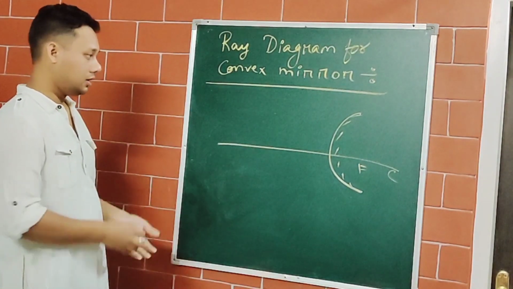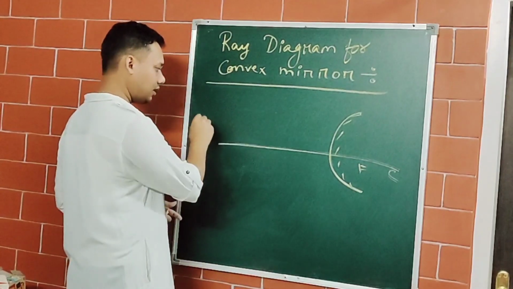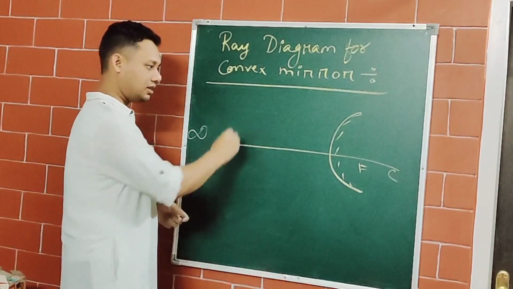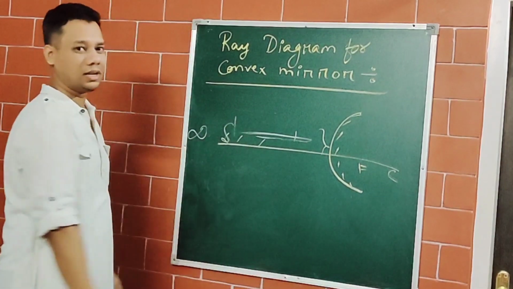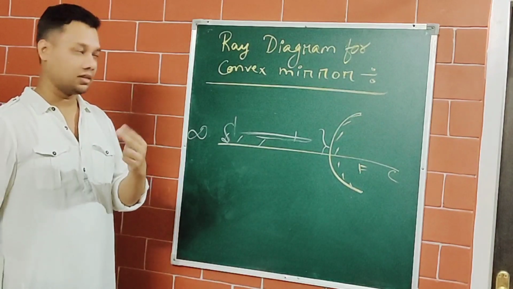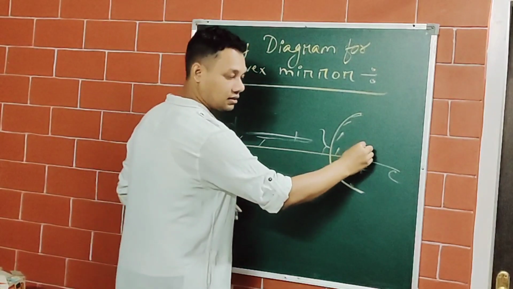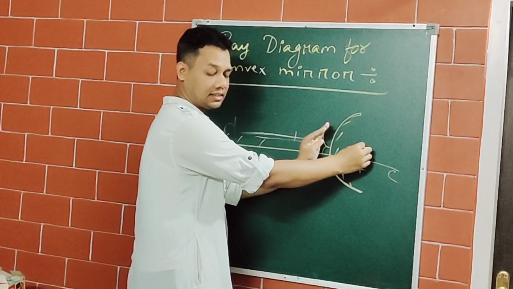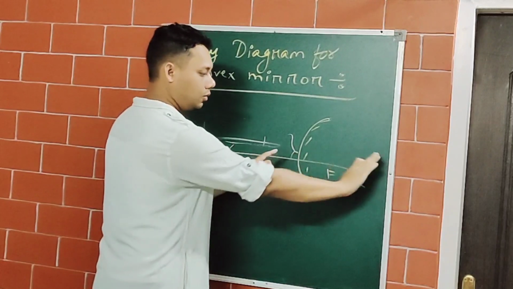Infinity. So we have two positions. Position number one is infinity, and the next position is anywhere from here to here where we can put the object. Two positions for a convex mirror. We will not put it here, right? Because the reflecting surface is on this side. So it is useless to put an object on this side. So all these points are useless.